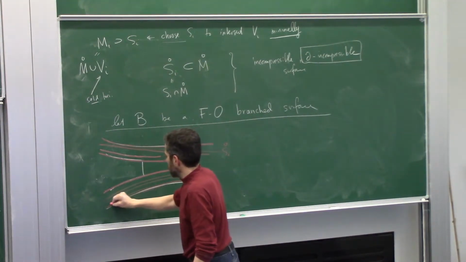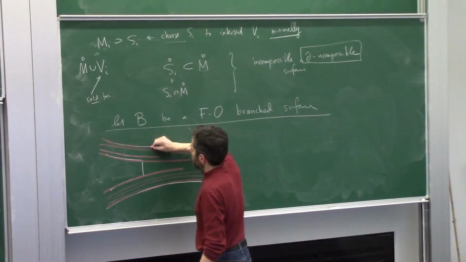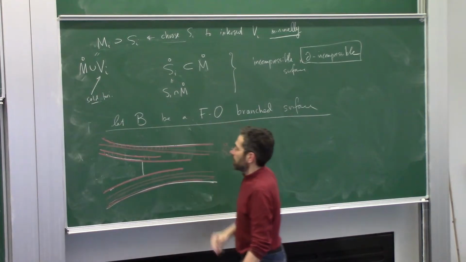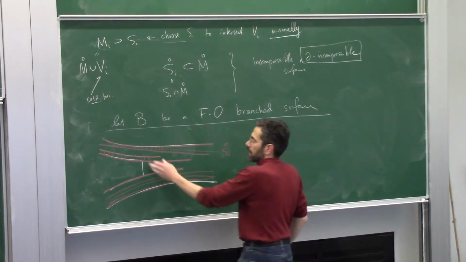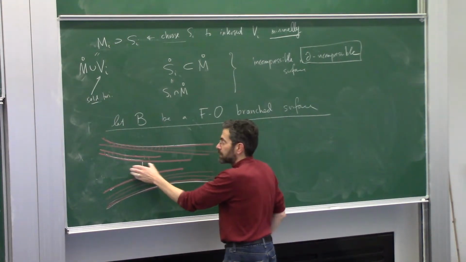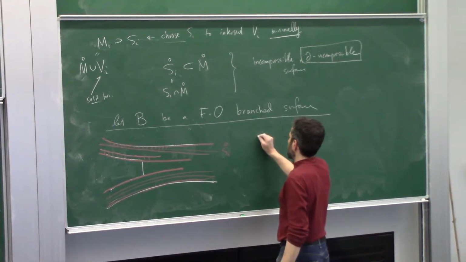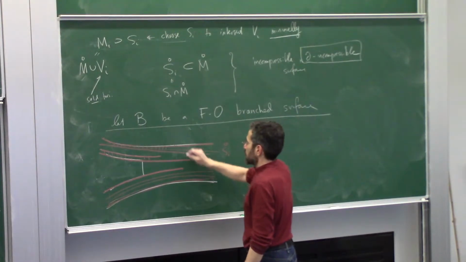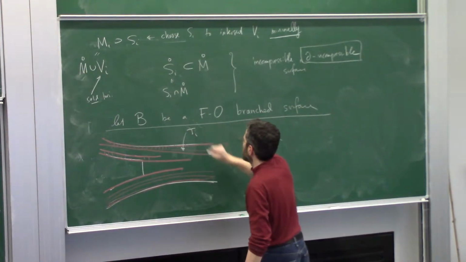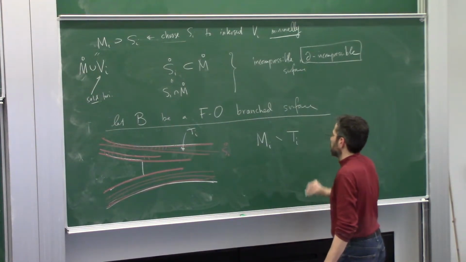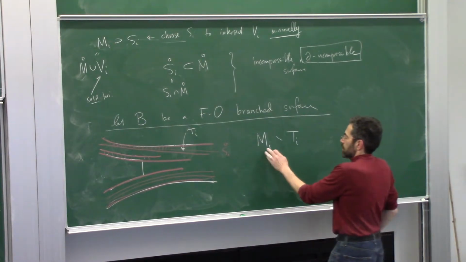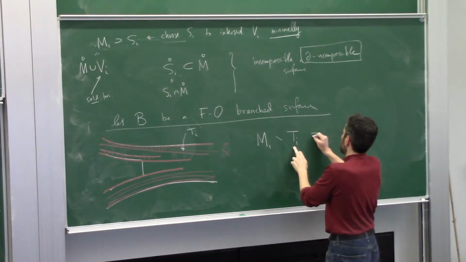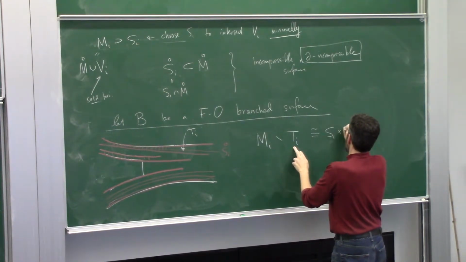Okay, so now I have this red region, a kind of thin product region around the fiber, and the complement is what I want to study. So what happens in the complement? I look at M_i minus, let's call this regular neighborhood T_i, M_i minus T_i. Well, the manifold is fibered. So this is also an S^1 cross [0,1].